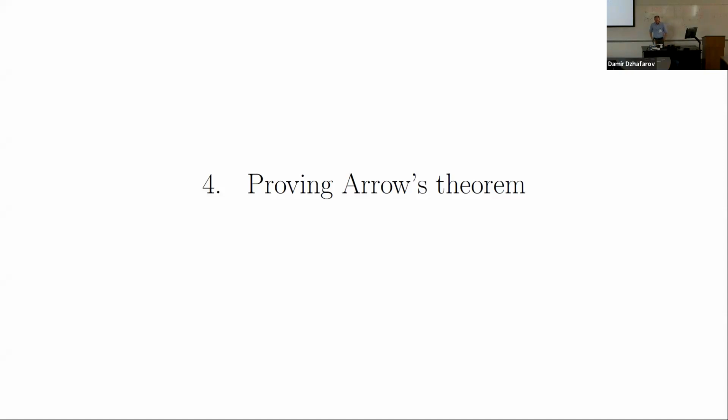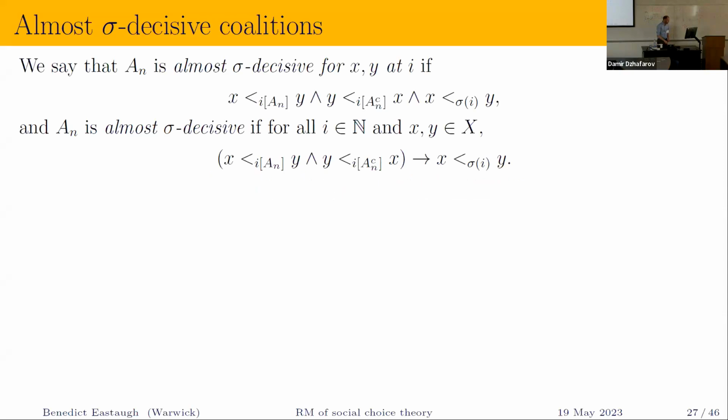Okay, so the first thing you want to do if you have a setup like this is say, okay, I've formalized Arrow's theorem, I've formalized all of this machinery. I should probably prove Arrow's theorem, right? So let's prove Arrow's theorem.